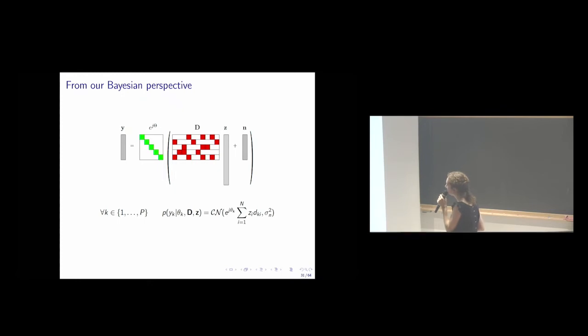And because it's not perfect, we have some noise. I assume that my noise is Gaussian, so that at the end, I get this conditional distribution of my observation given all my variables of interest. This is Gaussian, the expectation of my Gaussian is given by this matrix multiplication, and the variance is the one of the noise I assume. So this is my observation model.